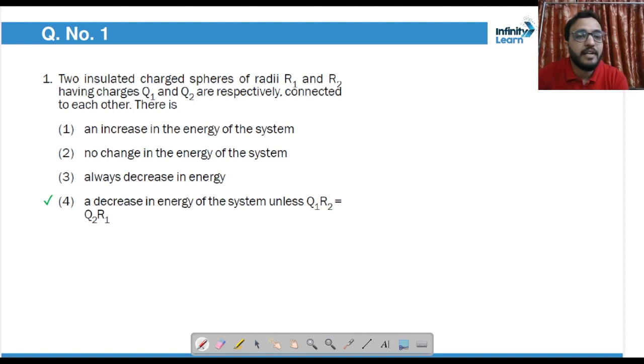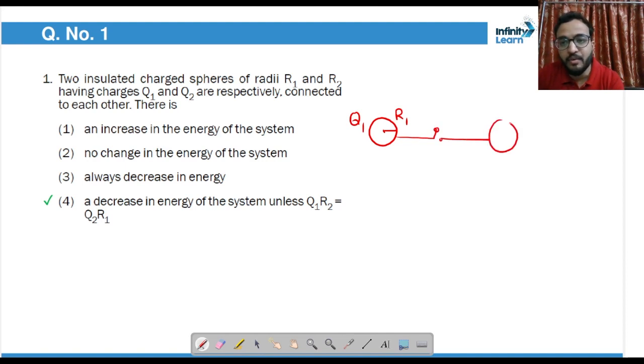Two insulated charged spheres of radii R1 and R2 having charges Q1 and Q2. Let's say R1 has charge Q1. Suppose they are being connected through a wire like this, and this is a switch. This is radius R2 and the charge on this is Q2, right? Now the thing is, what will happen if you close this switch?